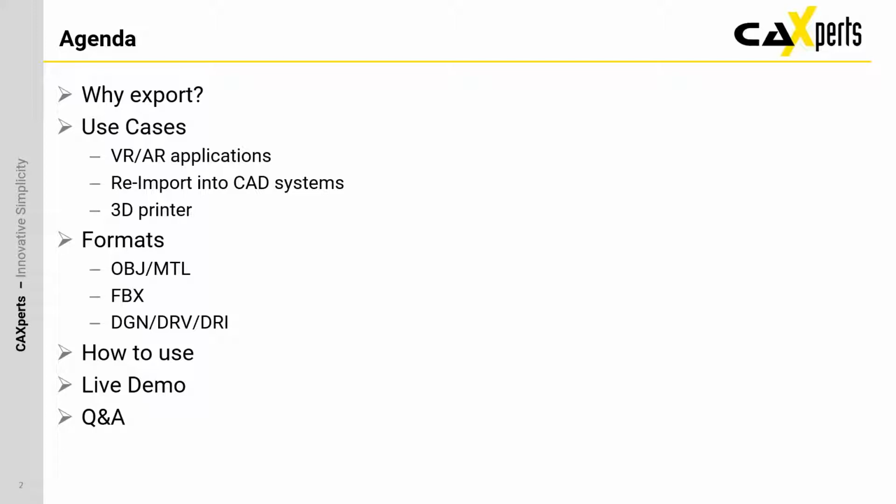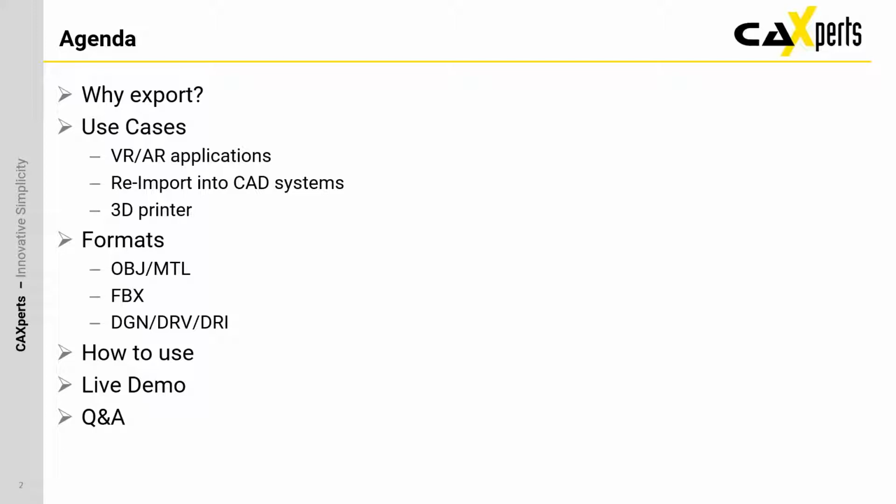We are also going to look into the formats that we do support in the export module, which are OBJ, FBX, and Microstation DGN. I will also explain how to use the export module within Universal Plant Viewer. Then we will see a live demonstration, and afterwards we will have some time for questions and answers.